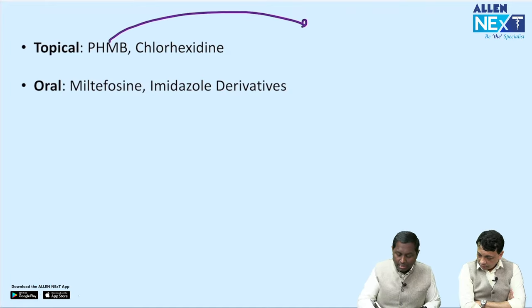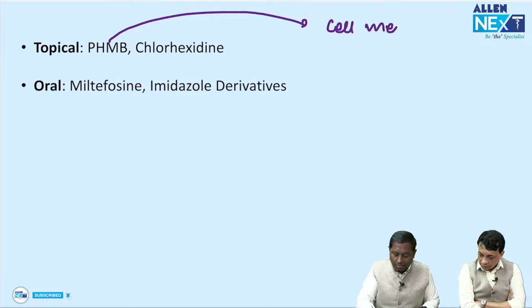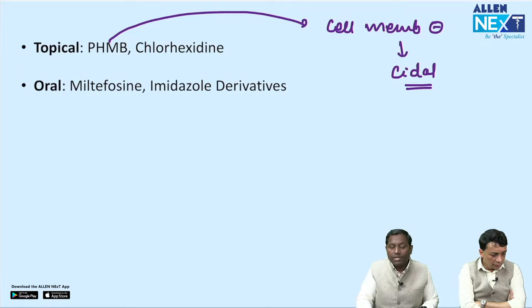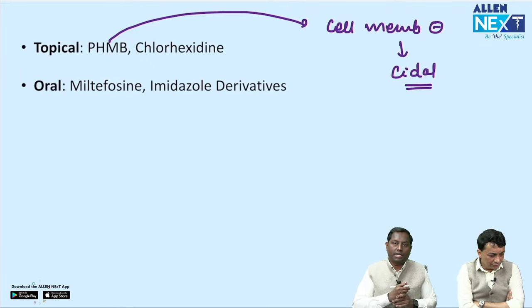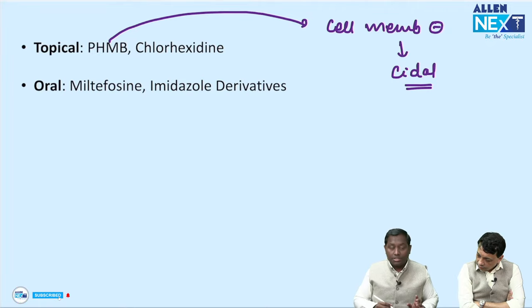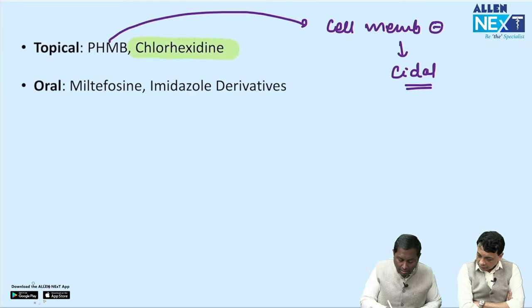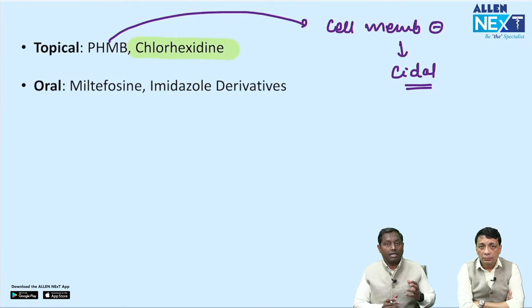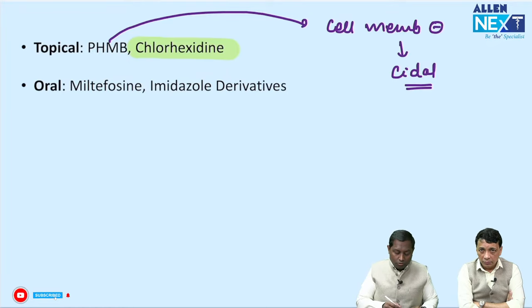They are mainly a cell membrane inhibitor, and because of this, they produce a cidal effect. They cause leakage of the intracellular content from inside to outside, and again they produce a cidal effect. Now, there are some studies saying that we can also use topical chlorhexidine in this scenario. In addition to that, some oral drugs, like miltefosine, a drug for Kala-Azar that we have been using since ages, has also been recommended as an oral drug.